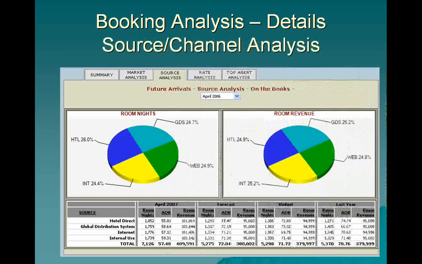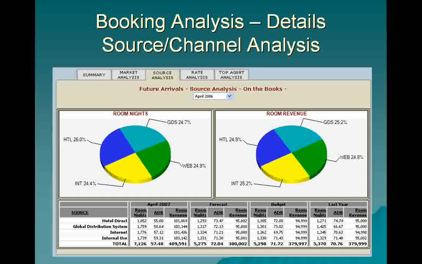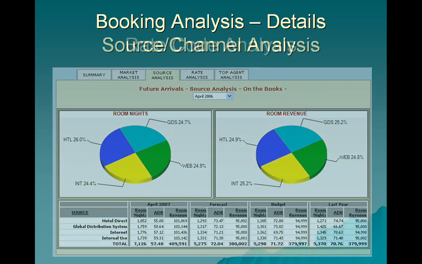The booking analysis, room nights by source or channel, detail pie charts, report reservation information for predefined market channels. These charts display room night and room revenue counts and percentage distributions for each channel or source. The detail information includes statistics for current year actuals, forecasted, budgeted and the previous year. This information is invaluable to the finance department, since it provides actual, forecasted, budgeted and previous reservation and average daily rate KPI information for each reservation channel partner.